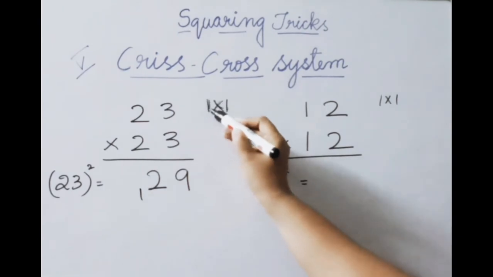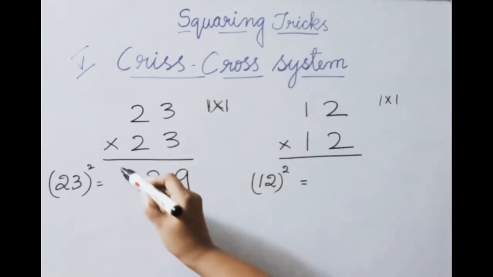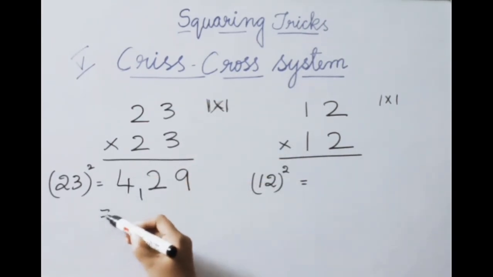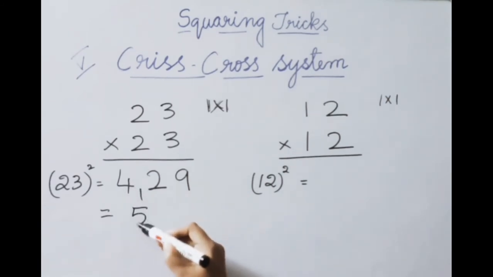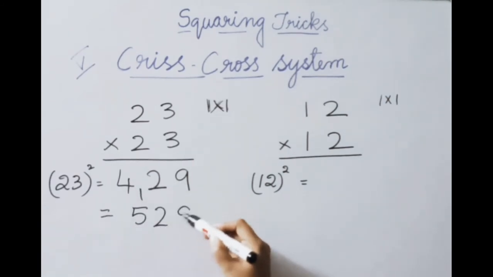Next, straight we have to multiply. 2 2s are 4. Now add them. 4 plus 1, 5. And write down the remaining digits. So 23 square answer is 529.